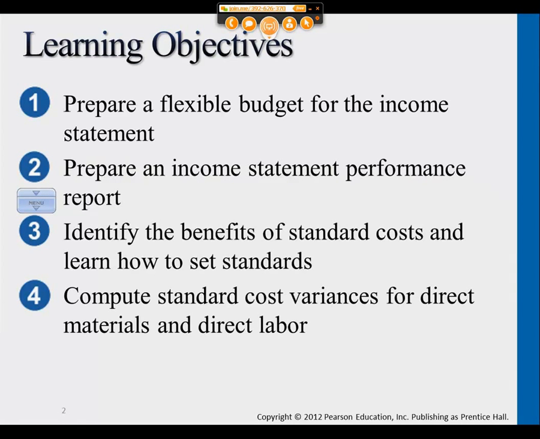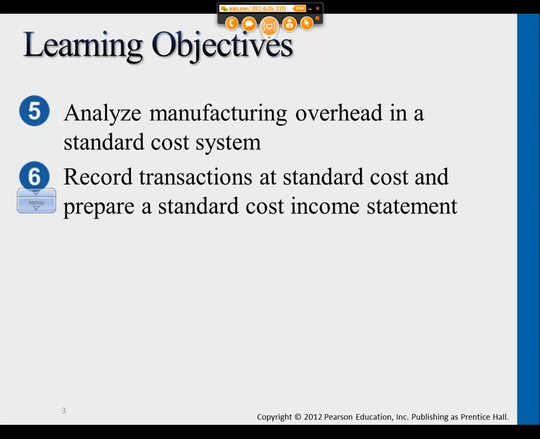We'll prepare a fixed budget for the income statement. We'll try to understand what the benefits of standard costs are and learn how to set them. Compute standard cost variances for direct material and direct labor. We'll also analyze manufacturing overhead in a standard cost system and then learn how to record transactions in standard cost and prepare a standard cost income statement. So let's jump right in.